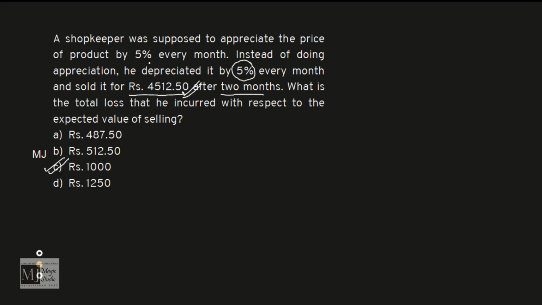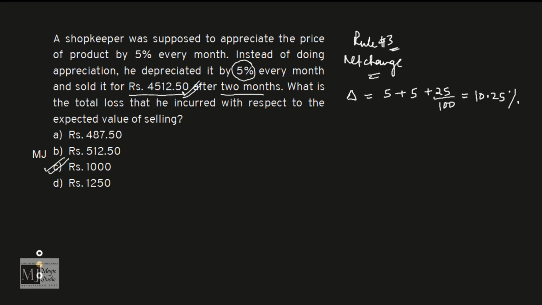So he was supposed to appreciate it 5% 2 times. So what is the net change? I'll again use my rule 3. Let's see how we can use it, or whether we can use it or not. So net change, if he was supposed to increase 5% 2 times, it would have been how much? 10.25% up the base price. But this is what was expected.